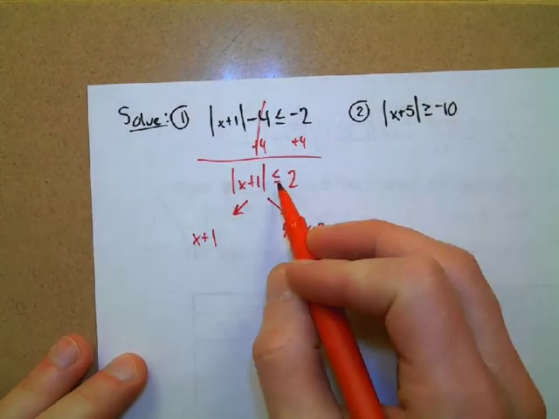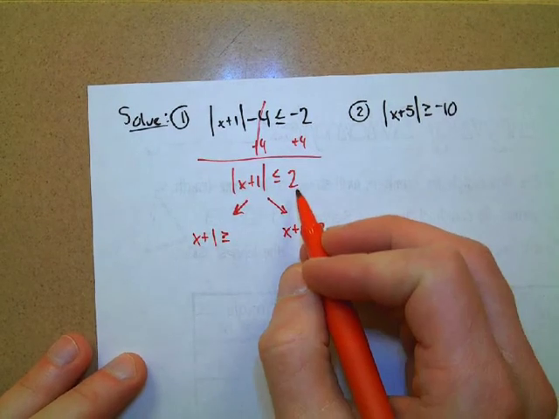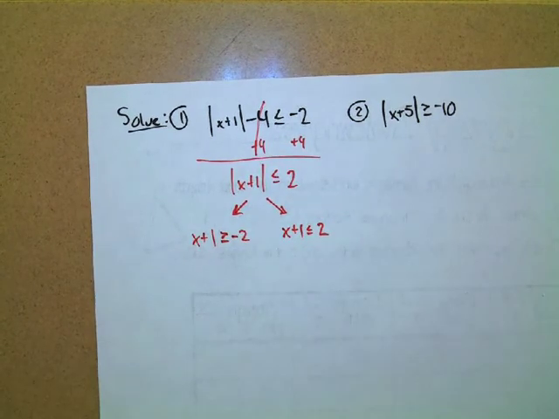The second one, we flip the inequality sign. So less than or equal to becomes greater than or equal to. And then we also change this from positive 2 to negative 2. That's it. That's all there is to it. That's all we change.